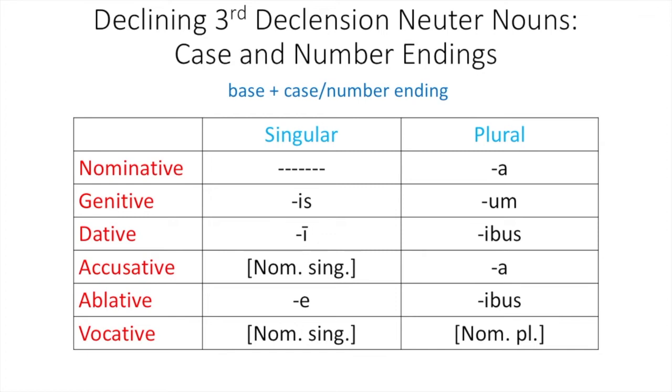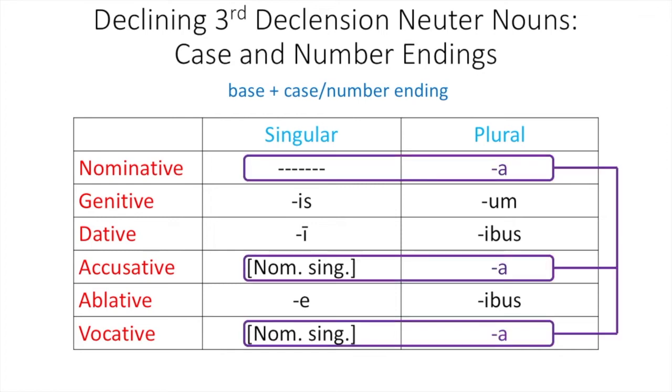The nominative singular is anything, since those are all over the place for all of your third declension nouns. Genitive singular is is. Dative is an I, just like for masculine and feminine nouns. And now our accusative is the same as our nominative singular, and so is our vocative singular. And that's because of our neuter rule, where the nominative, accusative, and vocative forms will always be the same. Then your ablative singular is an E.